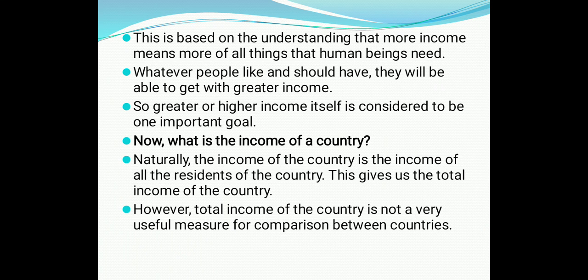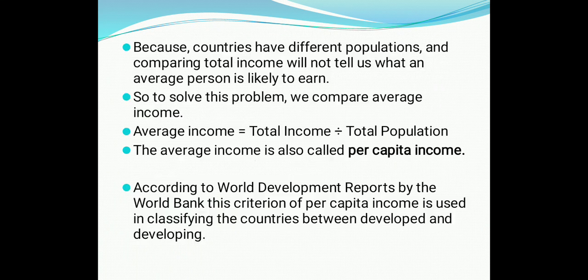What is the reason behind it? Why is total income of the country not the basis of comparison between the countries? Because countries have different populations and comparing total income will not tell us what an average person is likely to earn. If we are counting the overall income of the country, we cannot find out what the average income of an individual can be. So to solve this problem, we compare average income.